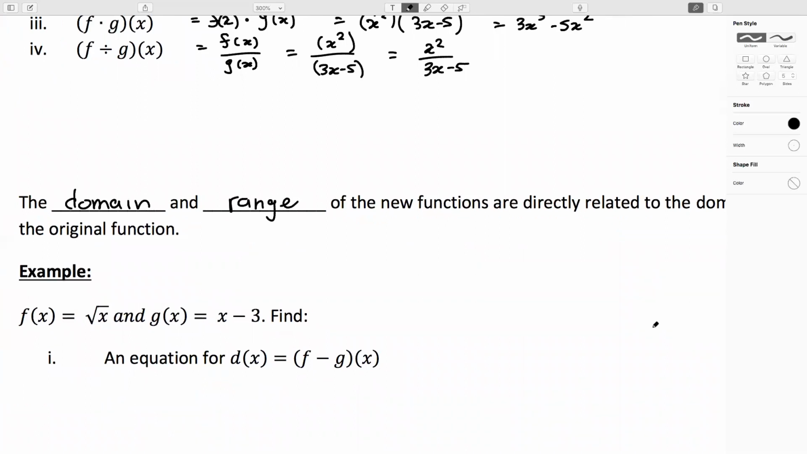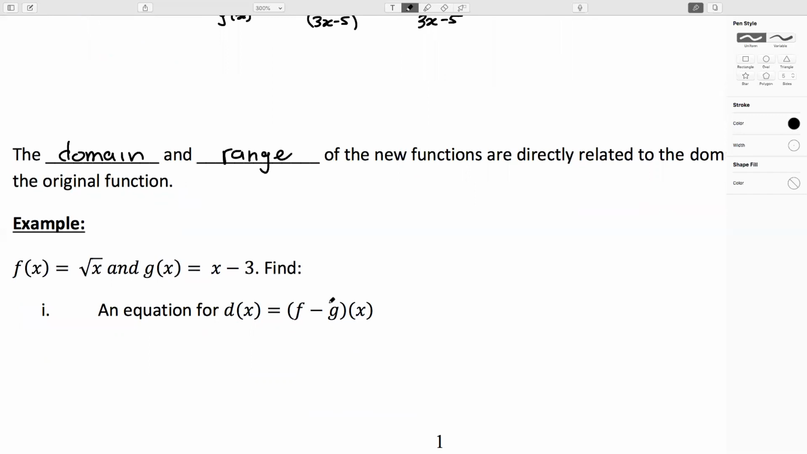When you're doing composite functions or combinations of functions, you need to look for things that can cause issues. Those are going to be things like dividing by 0, or having negatives inside a square root. Those right now are pretty much the only issues for us. So we're going to build a function, but we're going to keep in mind that root x gives us a restriction.